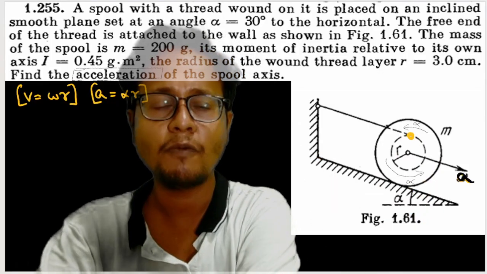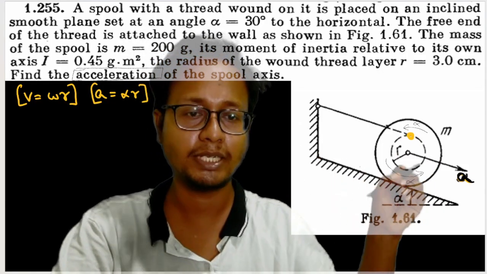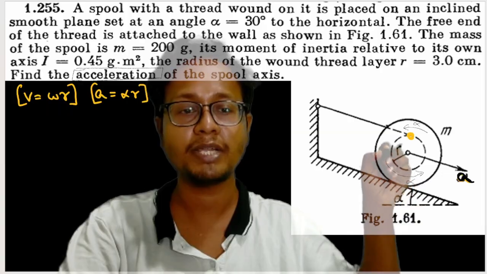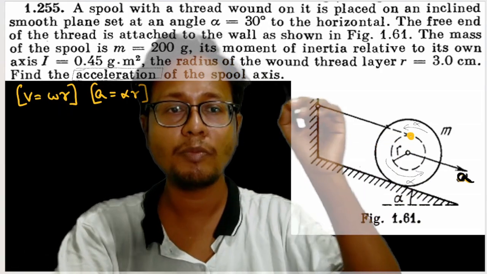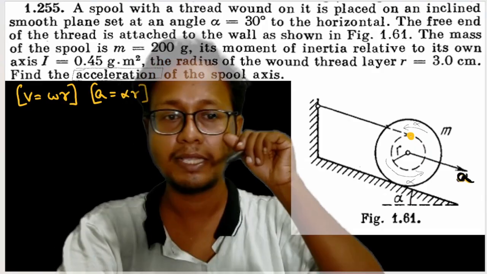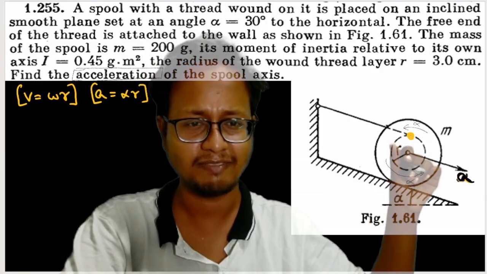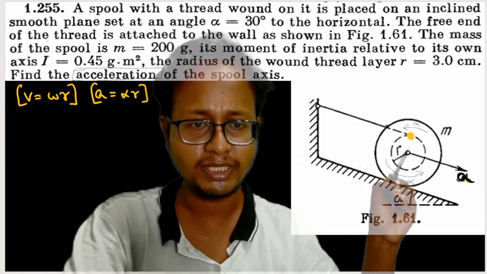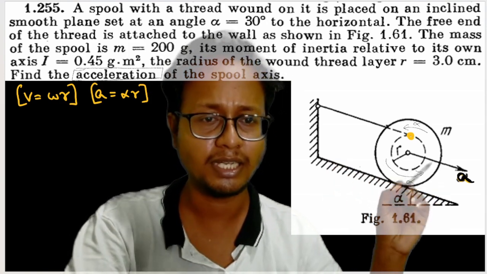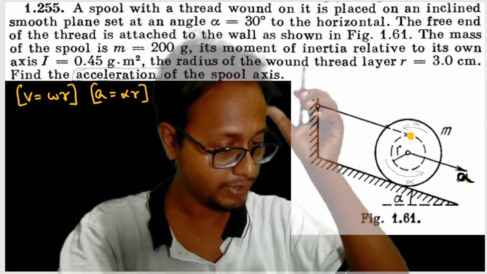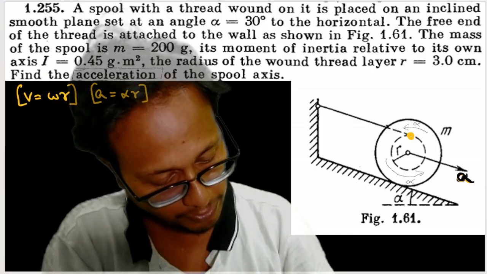Now my choice is: do I want to write my equation from the center of the disk, or from the instantaneous axis of rotation? Let's see the question. The moment of inertia relative to its own axis is I. That means the moment of inertia through this axis is given. So whenever I'm writing my equation from this center axis, I must consider two motions. The first one is the rotational motion, the second one is the linear motion.